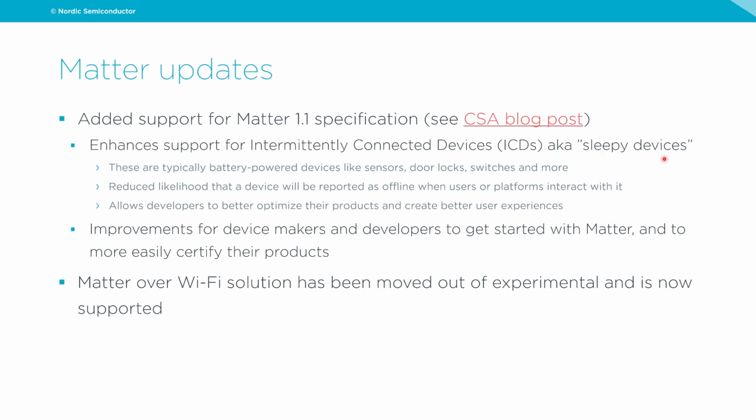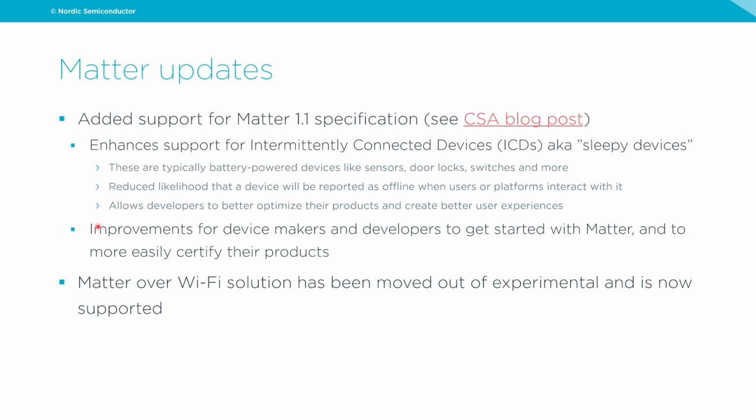These are commonly known as sleepy devices. And these are your typical battery powered devices, things like sensors, door locks, switches, and other types of devices that are not connected to a mains power outlet. So what this brings is a reduced likelihood that these battery powered devices will be reported as offline when users or platforms interact with them. Users, for example, using a mobile app, or platforms meaning, for example, a Matter gateway or a voice assistant that's part of the Matter network. So this now allows developers to better optimize their products, and they can create a better user experience around their products.